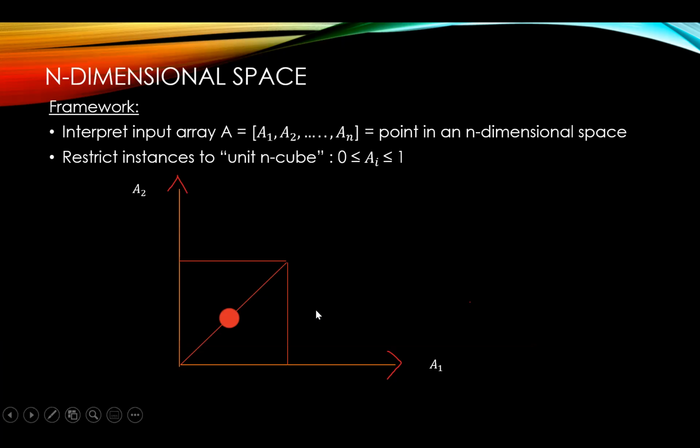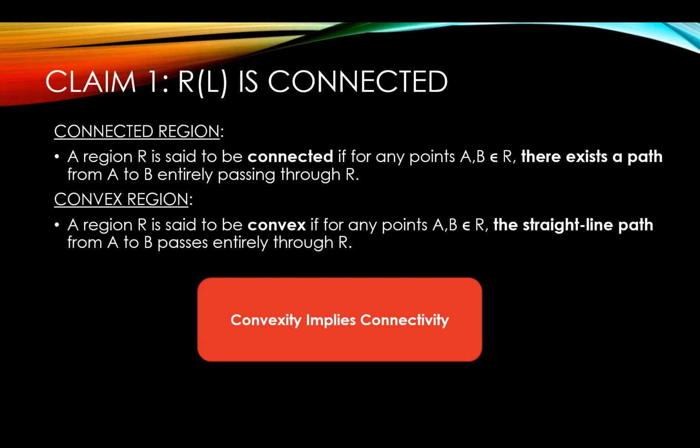So what we have done here is that we have taken our problem and visualized it in a two-dimensional space. Now after interpreting this sequence, we have a claim. We have claimed that R of L, the region of L, is connected. We'll prove this. Before we show this, we have to understand what a connected region means. A region R is said to be connected if for any points A, B belonging to R, there exists a path from A to B entirely passing through R.